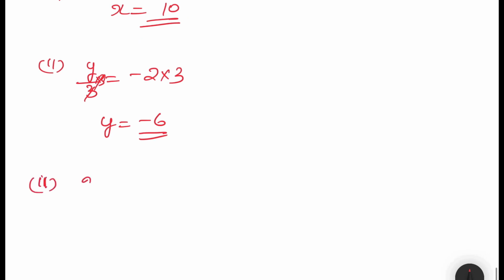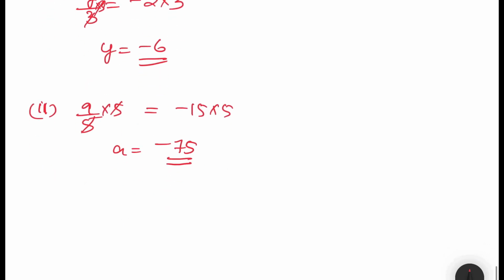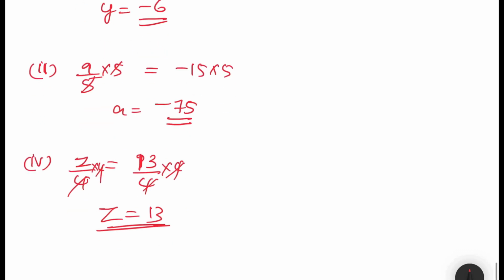Third sub question we have a by 5 equal to minus 15, into 5 into 5. So a is equal to minus 75. Fourth one we have z by 4 equal to 3 1 by 4. 3 1 by 4 is 13 by 4. So into 4 into 4, right? It's getting cancelled. So that is equal to 13, you will get clearly.